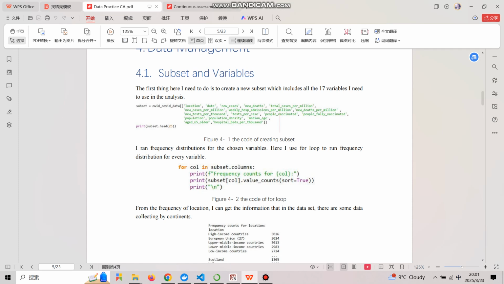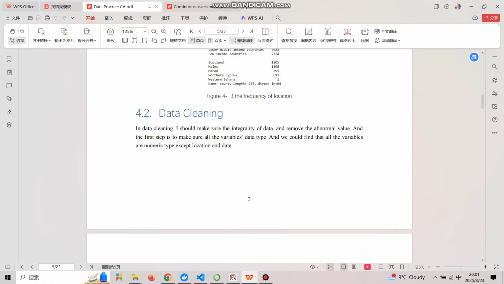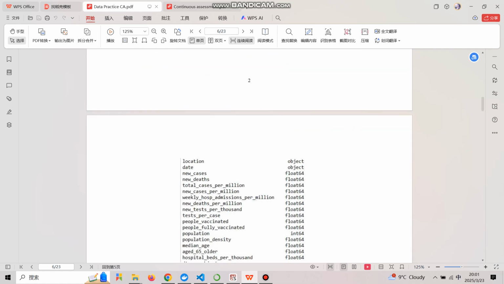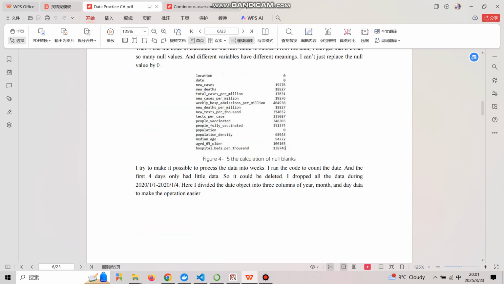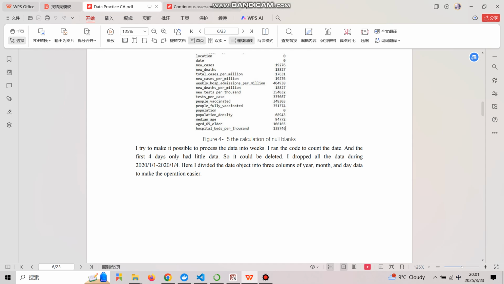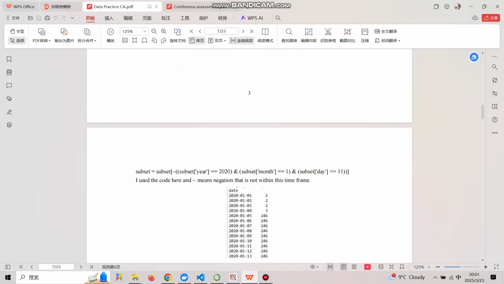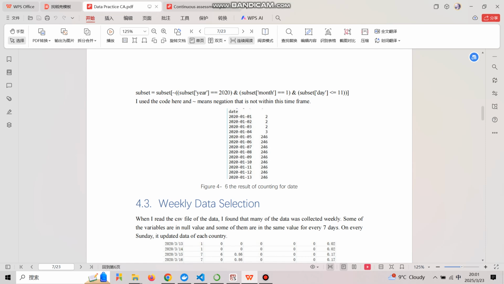The data management here is interesting, because when I chose those variables into a subset, it showed that there were so many null values that could not be deleted, so what I needed to do was replace them with 0. And then I found that there was no value less than 0.